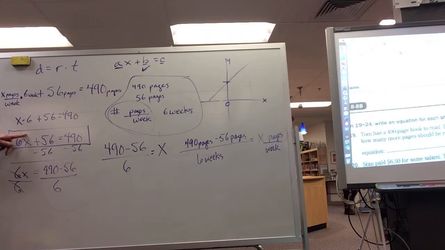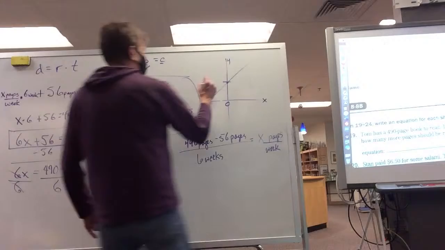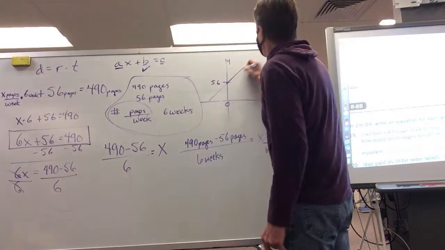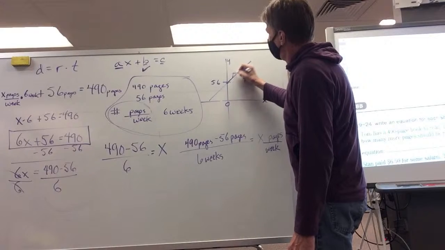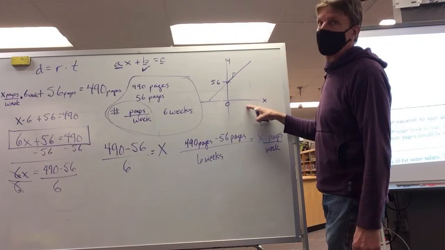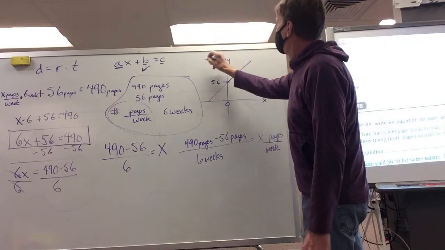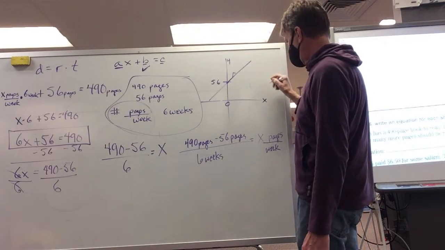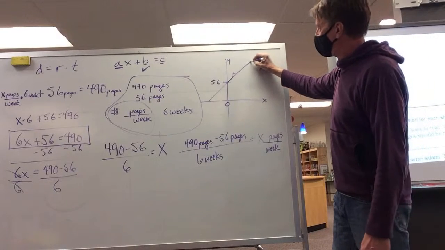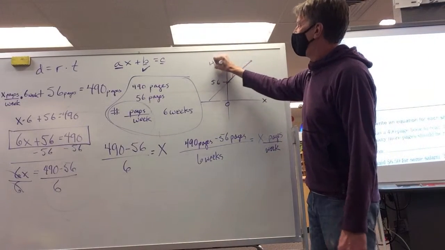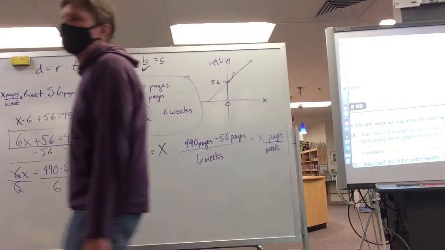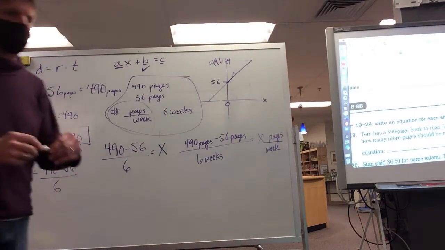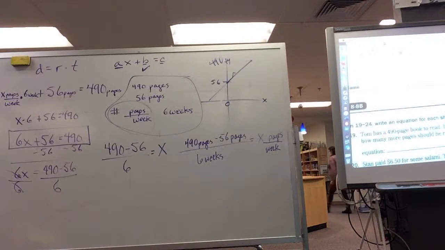This way, by learning to write them as such, will help you with graphing. Graphing without having to do a whole lot of arithmetic, because this number right here is 56, and this goes up 6 whenever you go over 1. And when you get to this end point up here, that ends up being 490 pages. That'll become more evident as we go.